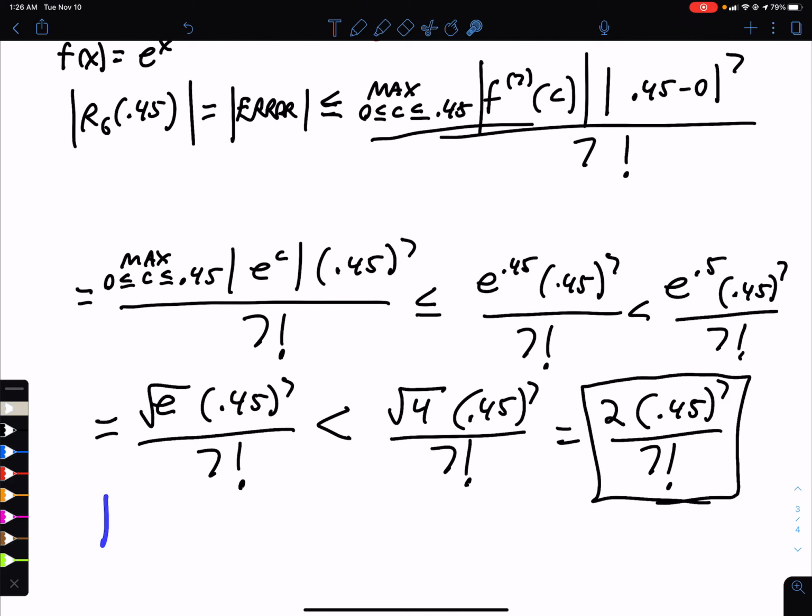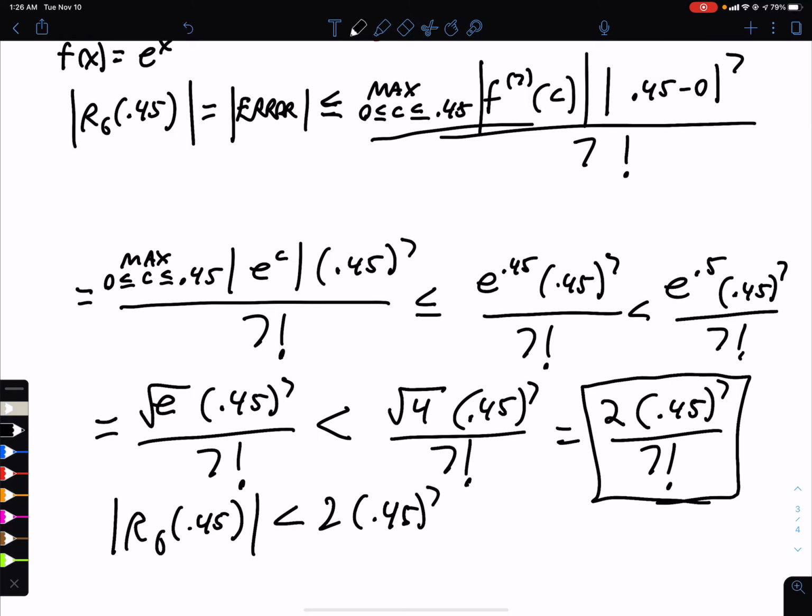The error is less than 2 times 0.45 to the 7th over 7 factorial. In fact, if you want to make this even prettier and easier, you don't have to, but we could do this. You might think it's crazy. 2 times 1/2 to the 7th over 7 factorial. That's easier to calculate than 0.45 to the 7th, and 1/2 is bigger, so I shouldn't put an equals there. Sorry. I should put a less than.